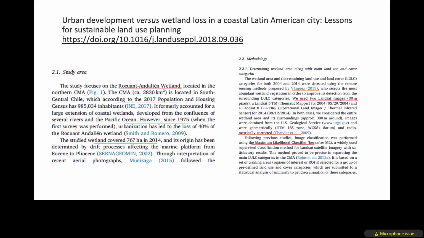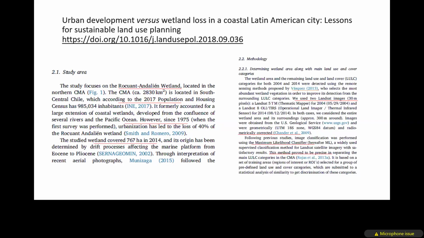These examples are to emphasize how methodology can be recorded in your write-up, right? These two are taken from the same publication. The reference of the publication is given above. It is titled urban development versus wetland loss in a coastal Latin American city, lessons for sustainable land use planning. The study area is defined here. The study focuses on a wetland located in the northern CMA. The CMA is located in south central Chile.